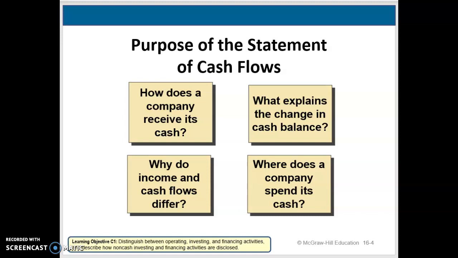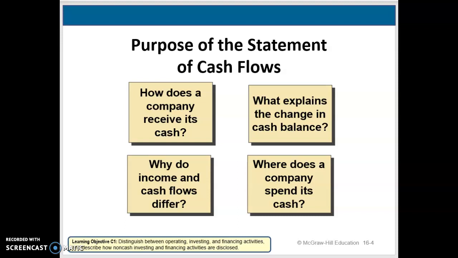Our cash flows are going to be separated into those three different categories: operating, investing, and financing. The details that we're looking for, the sources and uses of cash, is what makes this statement useful to our accounting users. So we think about what is useful information. Well, we want to be able to answer the kind of questions that tell us what explains the change in our cash balance, because that's what we're looking at.